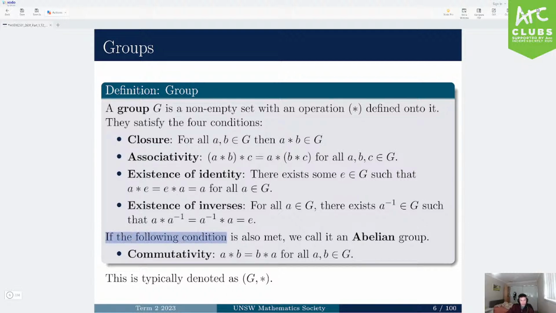And if we have the following condition met, we call the group an abelian group, and that's if we have commutativity, and that for every element A and B, if we take A star B, that should be the same as B star A. Okay. And if that condition is met, we call it an abelian group. And the group is denoted as the set G with a binary operation star assigned to it.